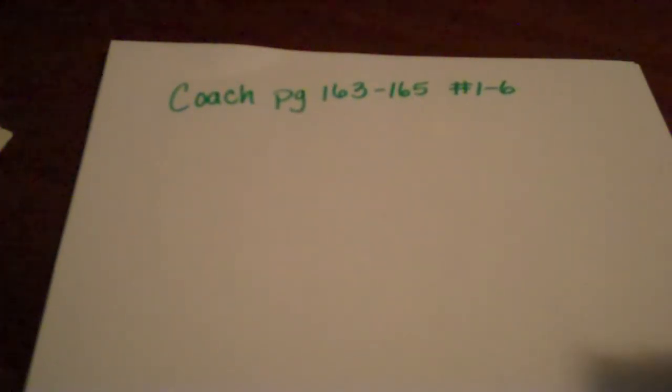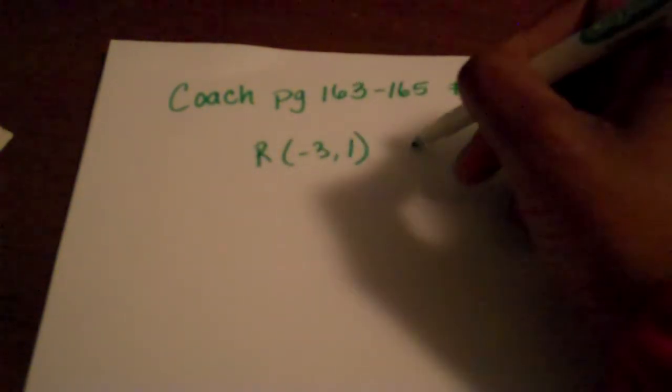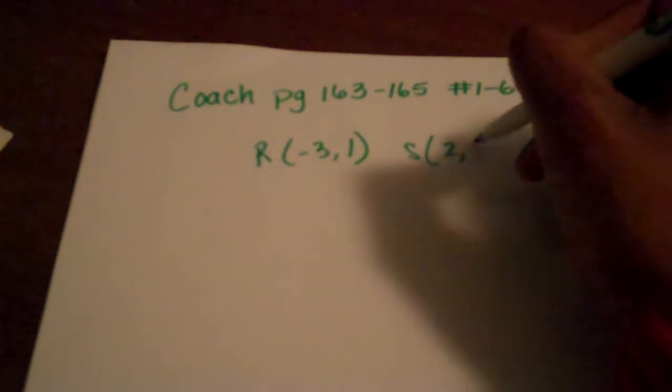In this video, we are going to review Coach page 163 to 165, questions 1 through 6. Starting with question number 1, what is the slope of a line that passes through point R and S? Point R is at -3, +1. Point S is at 2, 3.